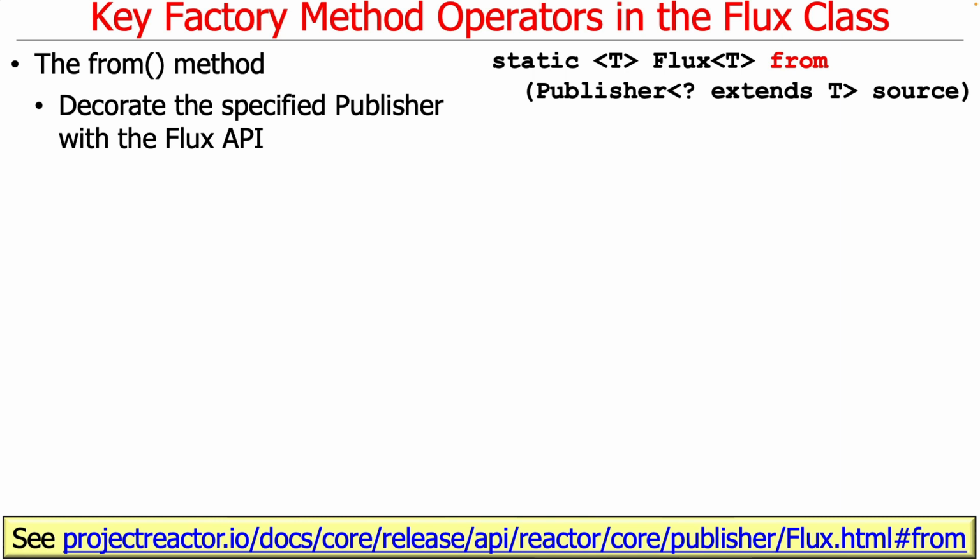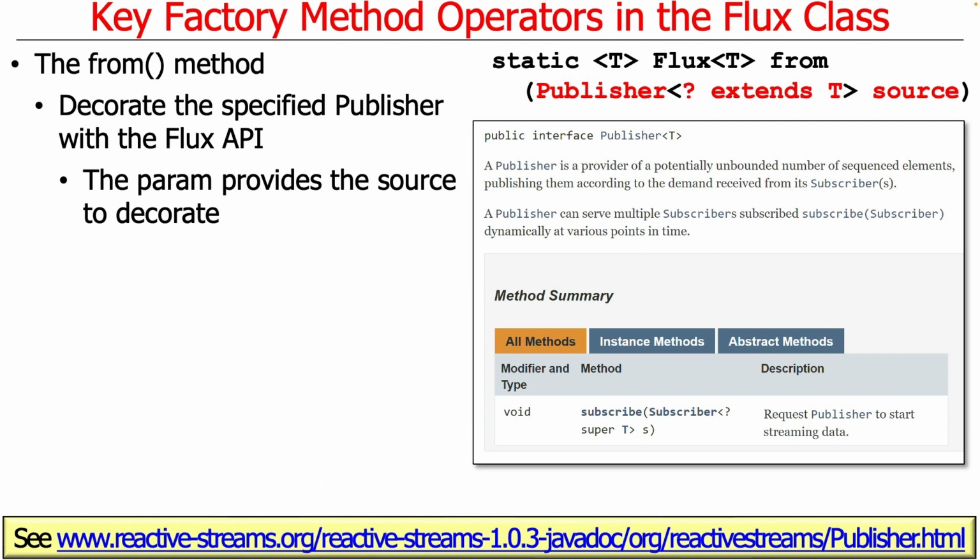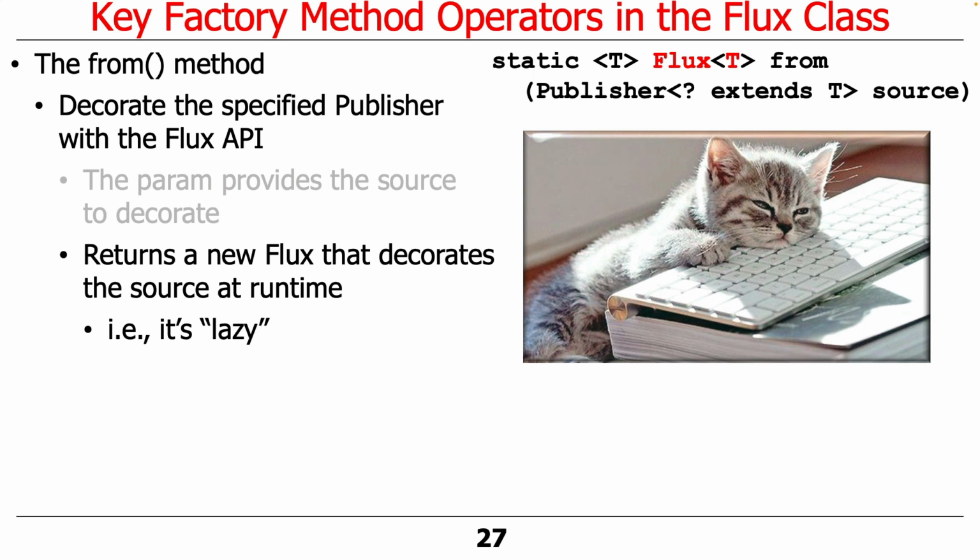The fourth and final intro factory method operator in the Flux class we're going to talk about is the from method. And we'll see it's a little different. What it's going to do is take some source and turn that source into a flux. The parameter that's provided is the source that we want turned into a flux. And this is a lot more powerful than what we've seen so far. This thing can be any publisher at all. The flux that's returned here decorates the source at runtime rather than assembly time. So in other words, it's lazy.